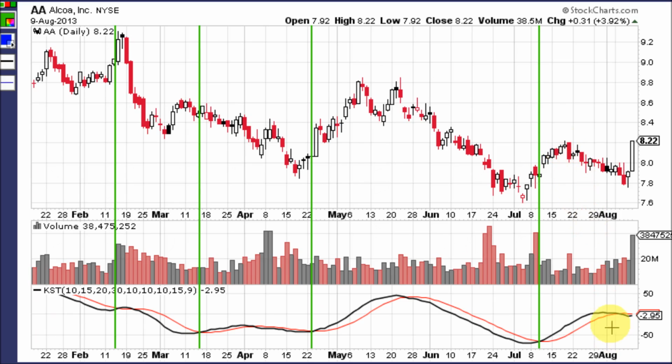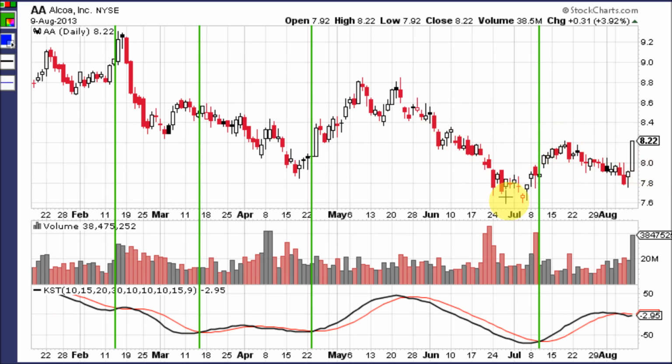Okay, now right here it has crossed back down through the signal line, but because of the huge volume on Friday and the huge white candle that opened at the low and closed at the high, closed above this doji reversal, that's the highest close since back in this area right in here. Okay, so that's what you want to see.